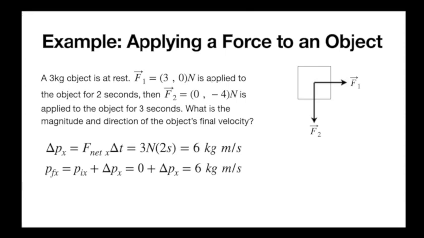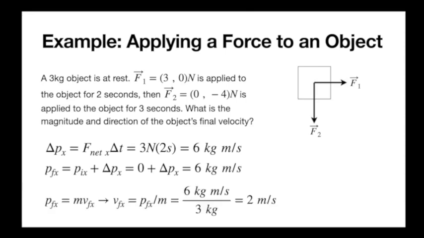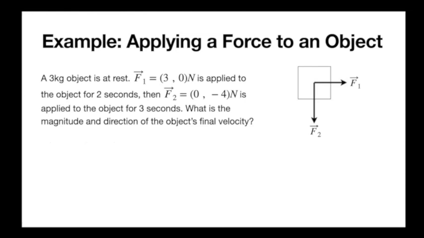And then lastly, we're asked about the velocity, not the momentum. So to go back and forth between them, we just divide by mass, right? Velocity is momentum divided by mass. So we find that from the impulse delivered in the x direction, the object's final velocity in the x direction is 2 meters per second. All right, now let's do the same for the y direction.